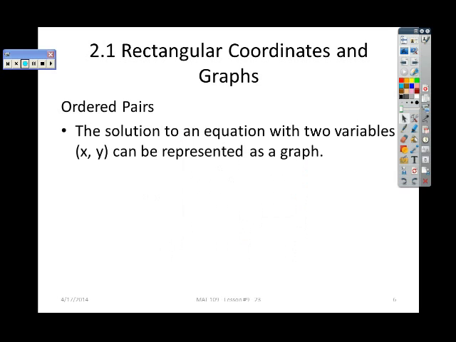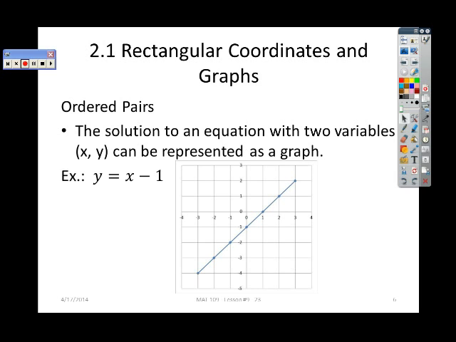If you have an equation in two variables, then you can graph that solution, and every point on that line is a solution to that equation. Because it's two variables, you have to have a pair that match to make the equation true, and therefore that's what you can represent with the line. For example, y equals x minus 1. If you graph it, you're going to get a straight line like this.